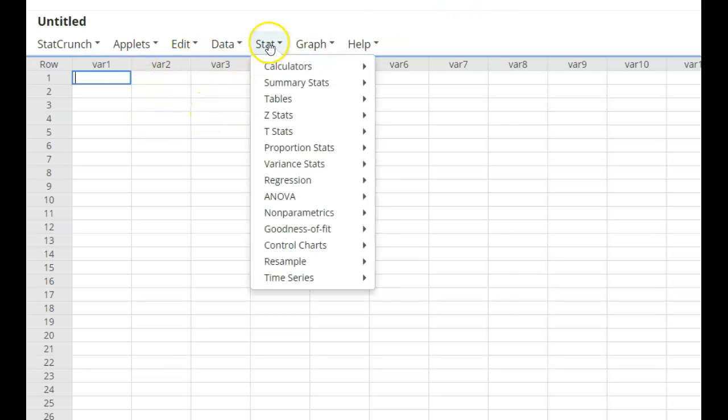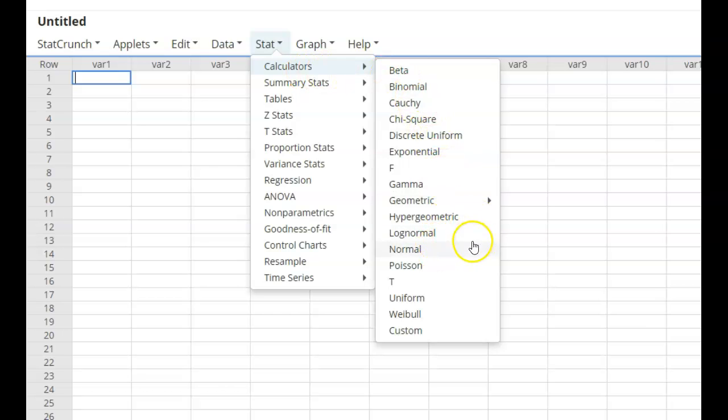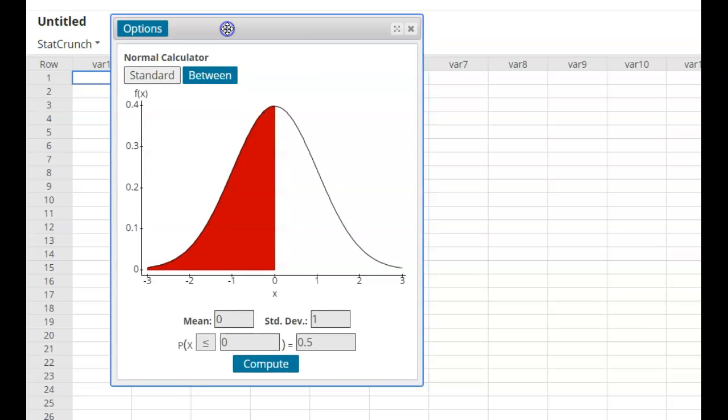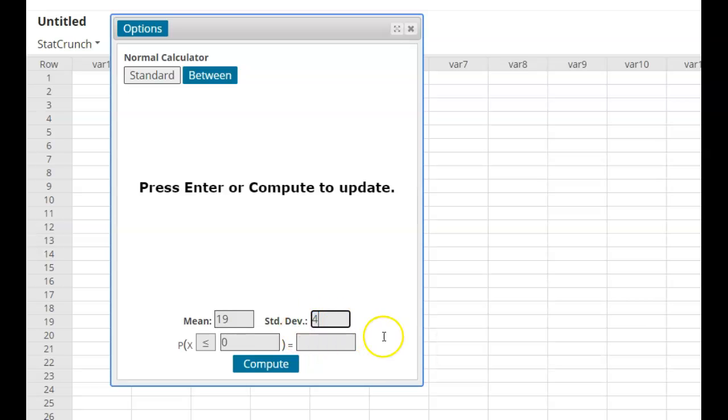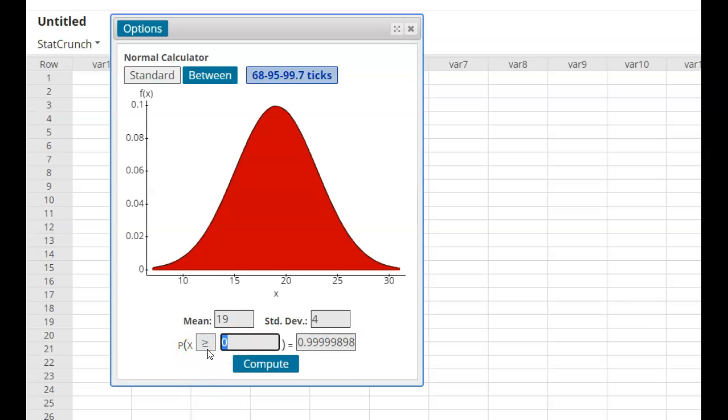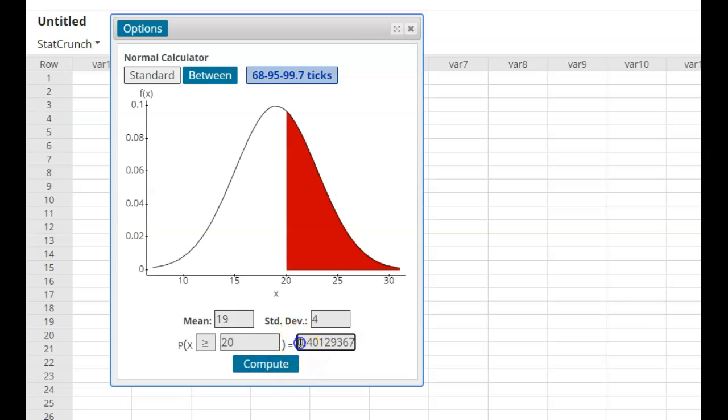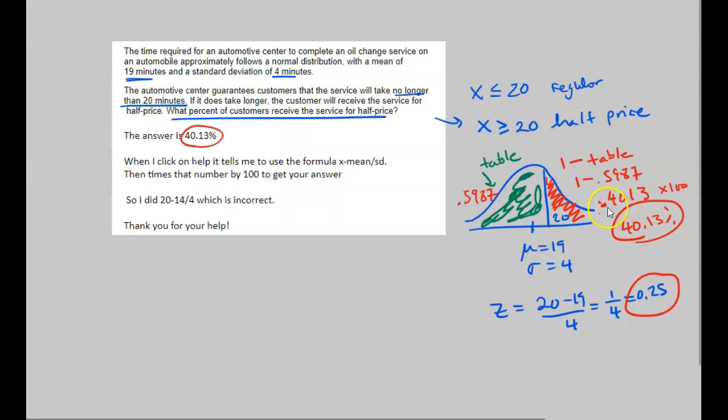So here's what we want. We want Stat, Calculators, Normal, because we're doing a calculation with a normal distribution. We want to put in the mean and the standard deviation that were given in the problem, so 19 and 4. We want to choose the right sign here. You have less than or bigger than. Because we're looking for the percentage of people where the time was more than 20 minutes, we want x bigger than 20. Then compute. So this gives me 0.0129, or 0.013 rounded to 4 decimal places. And this is what we got here, 0.013.